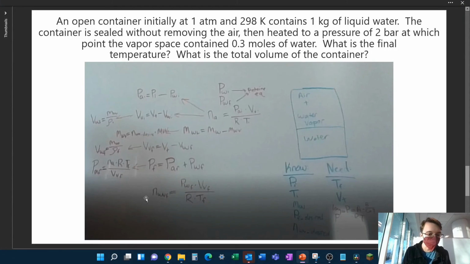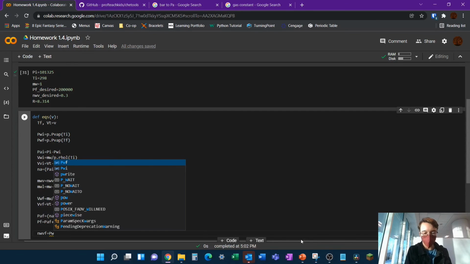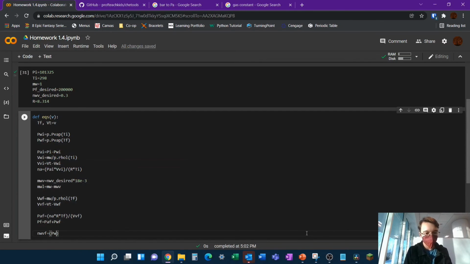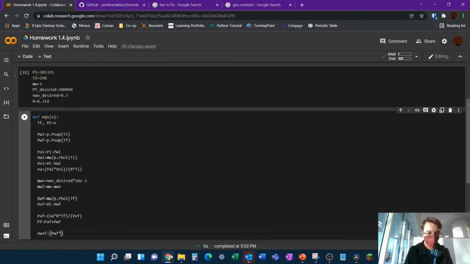For our last equation, the moles of the water vapor final is equal to PV over RT. So the moles of the water vapor final is equal to the pressure of the water final times the volume of the vapor final, divided by R times the final temperature.